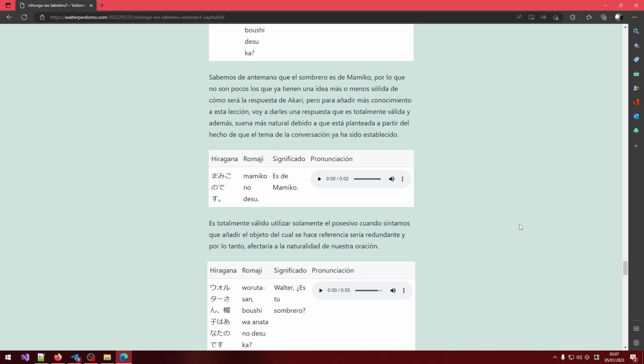Okay, this is a very simple answer. マミコのです。 It's Mamiko's. This is like saying it's Mamiko's. We usually say something like, oh, it's Mamiko's hat, but it's not necessary. You can say Mamiko no desu when, like, これは Mamiko no desu.